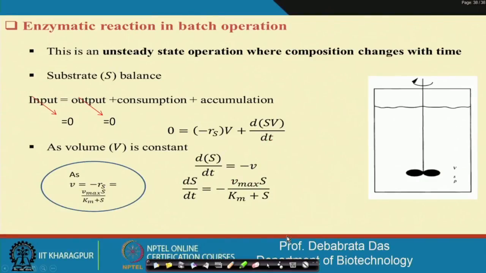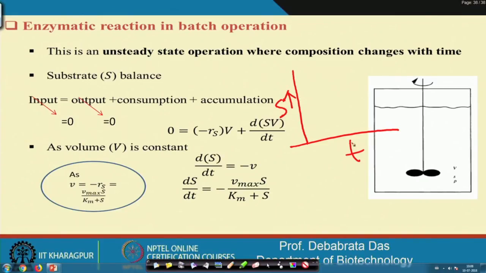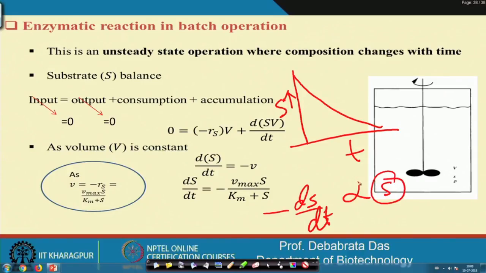Now, as far as processes are concerned, there are two types of process we have. One is the batch process, another is the continuous process. Now, the batch process is considered an unsteady state operation. Why is it unsteady state? If you look at the substrate concentration with respect to time, it will keep on decreasing. We know the rate of substrate degradation is proportional to the substrate concentration. Am I right? Now, if the substrate concentration keeps on changing, naturally the rate of reaction changes. So, it is an example of an unsteady state operation.